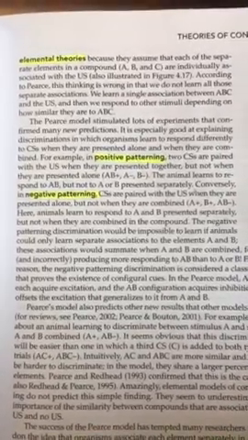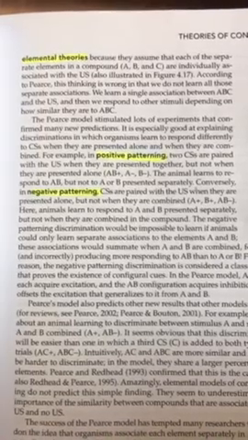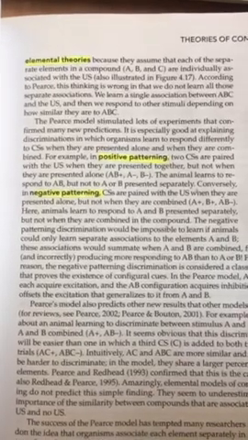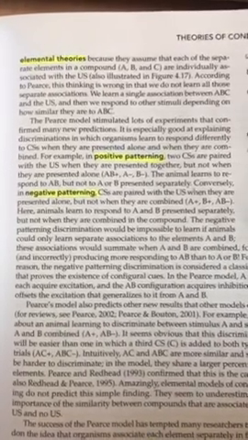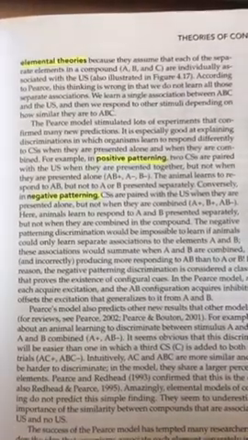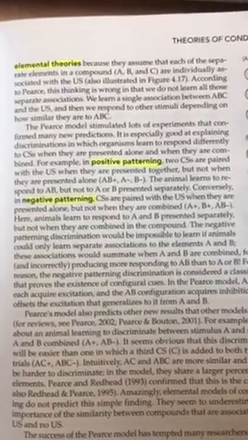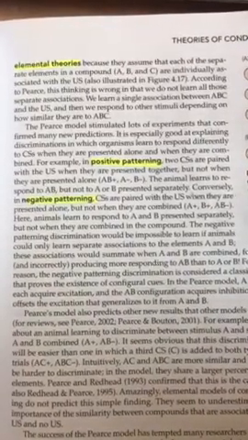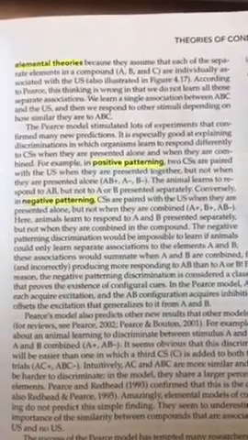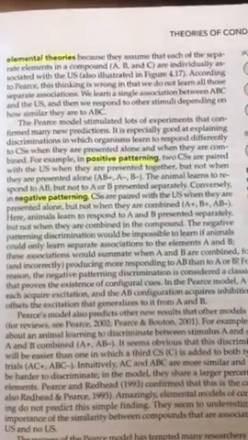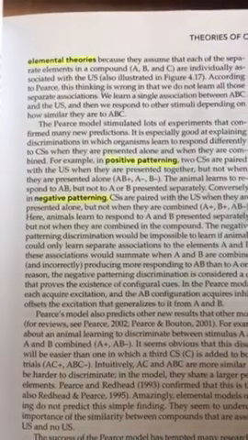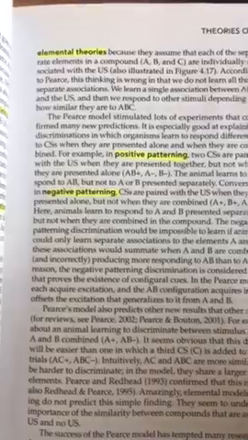In his model, he stated many new predictions, and when presenting the CS alone or combined, he has examples of positive patterning and negative patterning. Positive patterning is a procedure in classical conditioning in which two conditional stimuli are presented together with the unconditional stimulus, but when they are presented alone, they are presented without the unconditional stimulus.